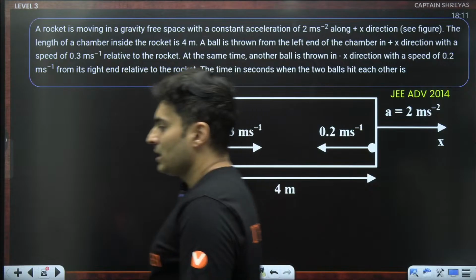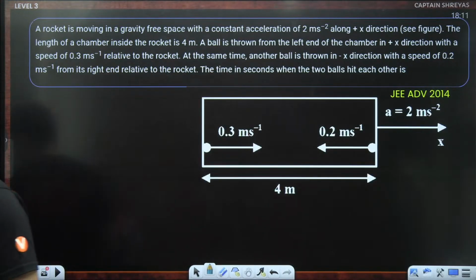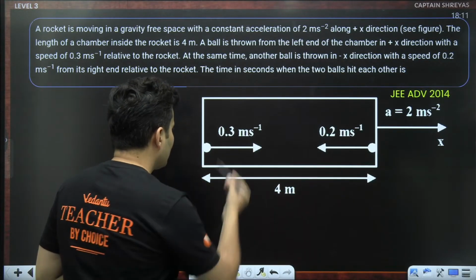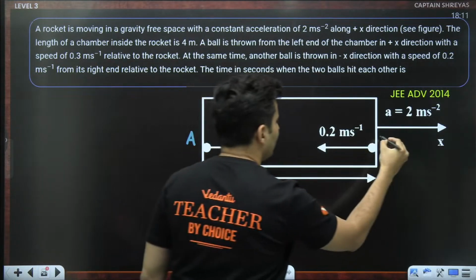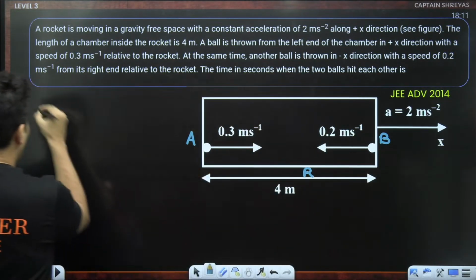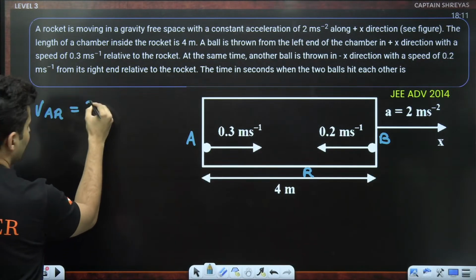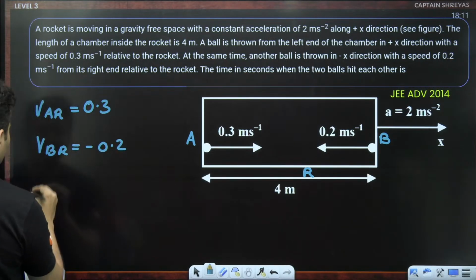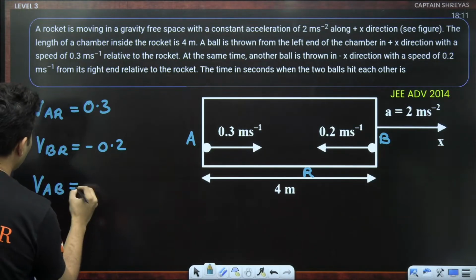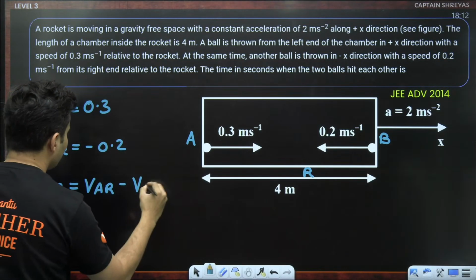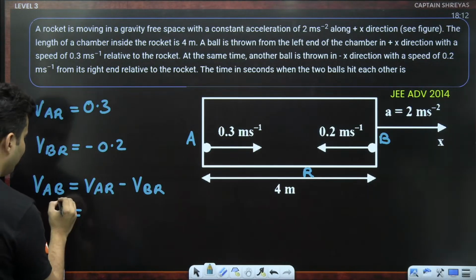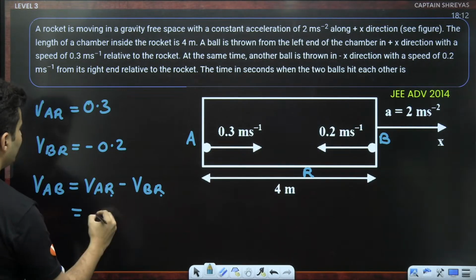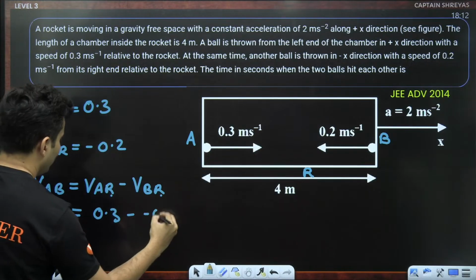Cool. So, what do you think, my dear students, is the answer? Guys, these speeds are already mentioned with respect to the rocket. So, if this is ball A, if this is ball B, and this is the rocket, I know the velocity of ball A with respect to the rocket is 0.3. Velocity of ball B with respect to the rocket is minus 0.2. So velocity of A with respect to B will be velocity of A with respect to R minus velocity of B with respect to R. Remember, the frame has to be the same. R over here and R over here, perfectly fine, nothing wrong. This is 0.3 and this is 0.2.